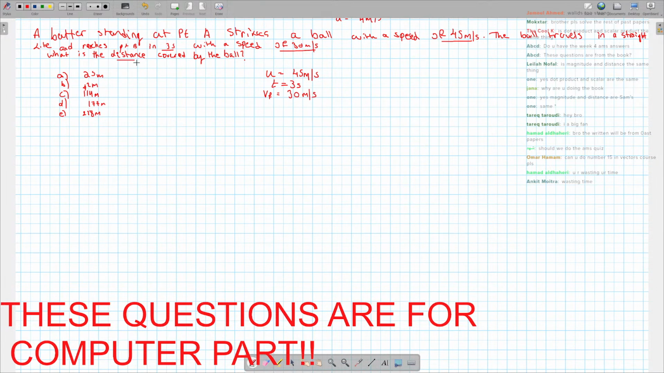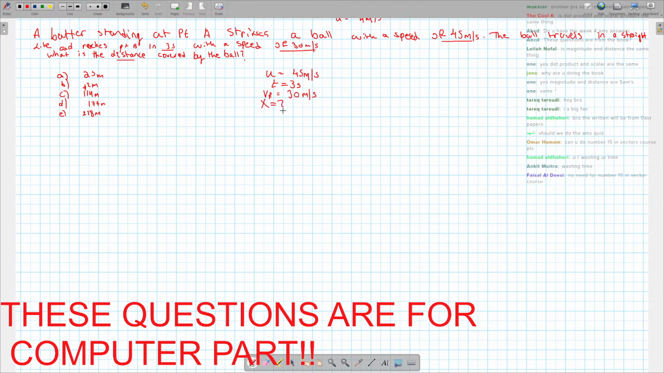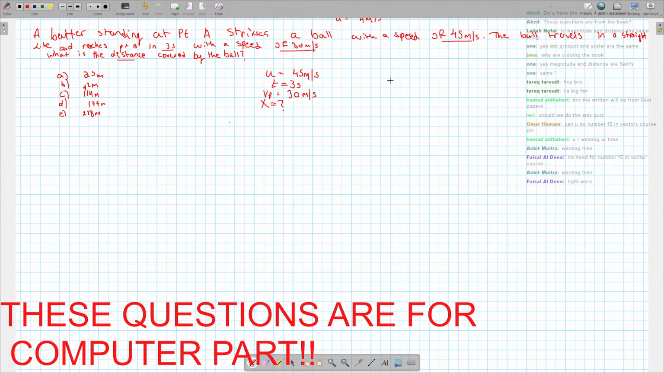What do they want? The distance. So they want X. X equals what? Which equation can we find X? Which equation can give me X without A? There's only one equation, and that's X equals U plus V over 2 times the time.